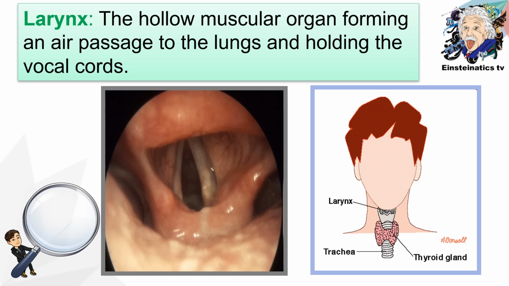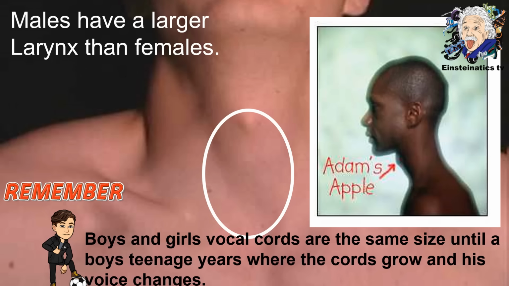The next structure where inhaled air passes through is the larynx. It is a hollow muscular organ forming an air passage to the lungs and holding the vocal cords. It is important to note that males have a larger larynx than females, thus the Adam's apple. Boys' and girls' vocal cords are the same size until a boy's teenage years, when the cords grow and his voice changes, giving a distinct difference between the two.